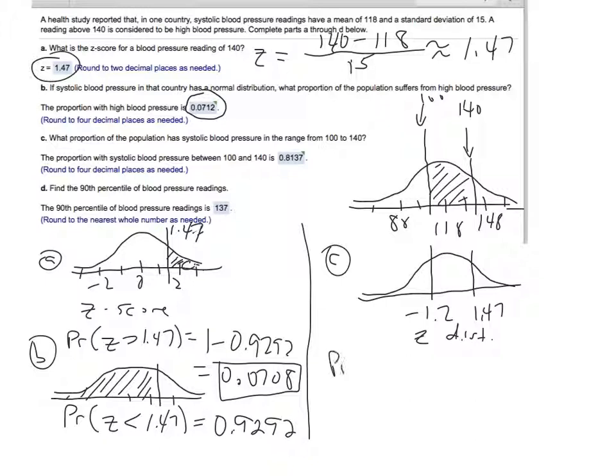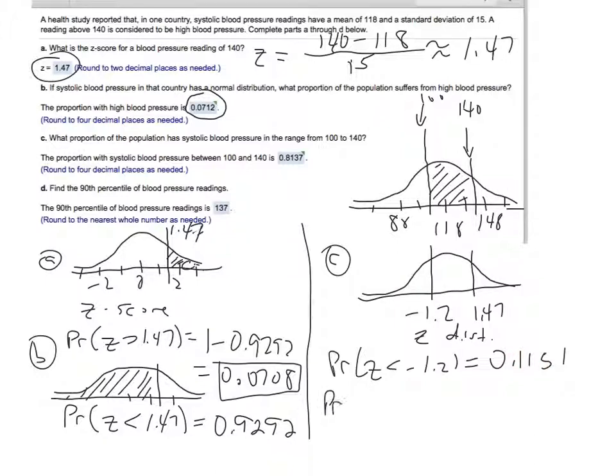So the probability that z is less than negative 1.2, according to my table, is 0.1151. So that's the amount of area that I have here. I know that the amount of area I have total is 0.9292, so I should be able to subtract and cut off this much, and that should be the right answer.